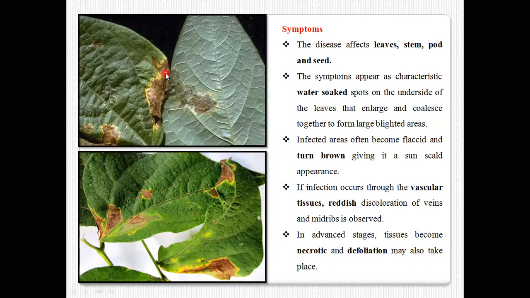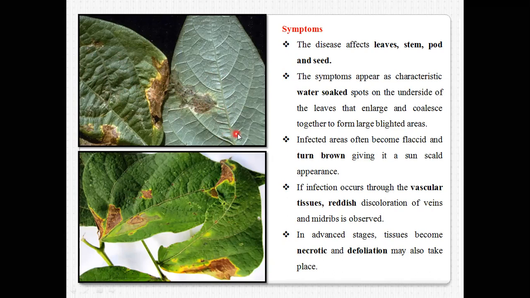So these water soaked lesions just enlarge and coalesce with each other. Finally brownish tissues are seen. Means these water soaked spots turn brown in color, and this browning or brownish lesion spreads to the entire surface of the leaf. These infections generally spread to the leaf, then the leaf stalk, then stems, and also the seeds.